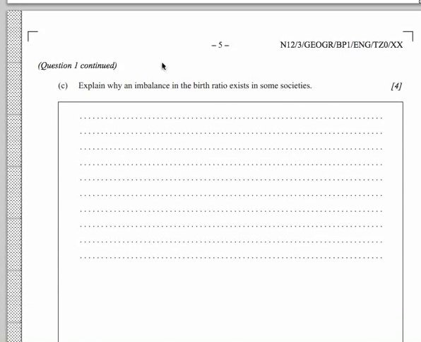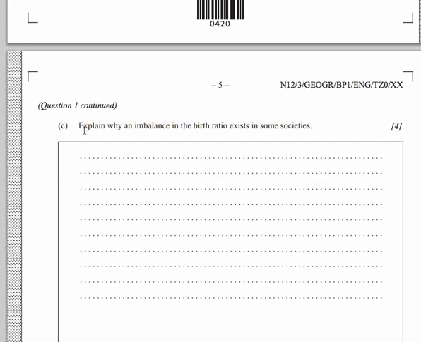So carrying on, this question caused people quite a few problems. So let's highlight that. The question in its entirety says, explain why an imbalance in the birth ratio exists in some societies. It's these two words here that quite a few people stumbled upon. It's birth ratio. And what it specifically means by birth ratio is the number of males and females. Normally we would expect this to be round about 50-50. In reality, there's slightly more females than there are males, but it's not a massive imbalance.